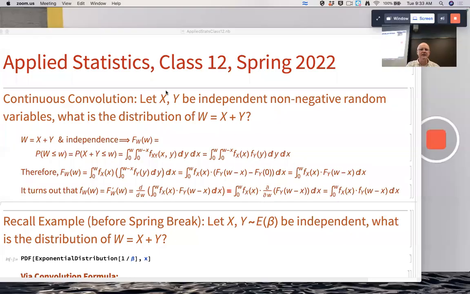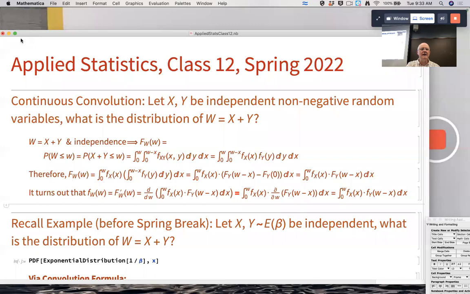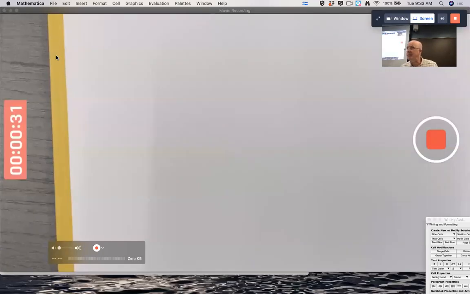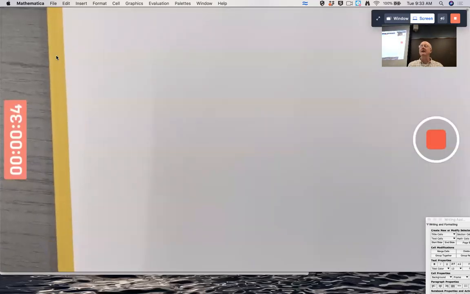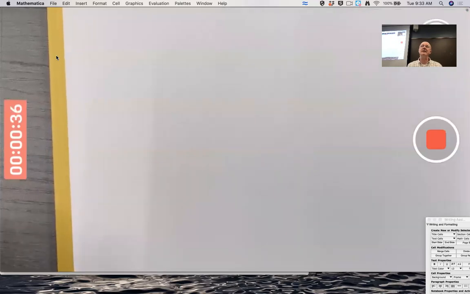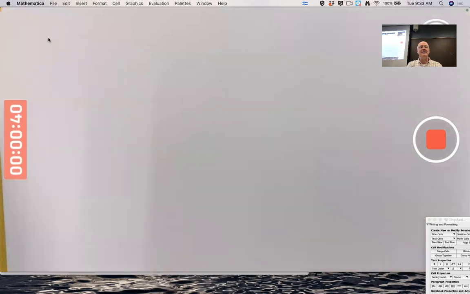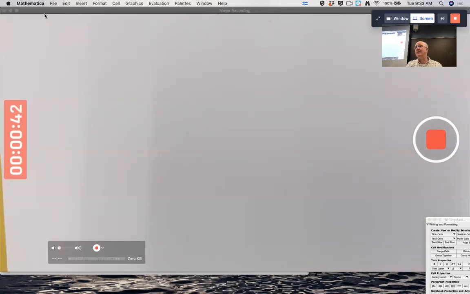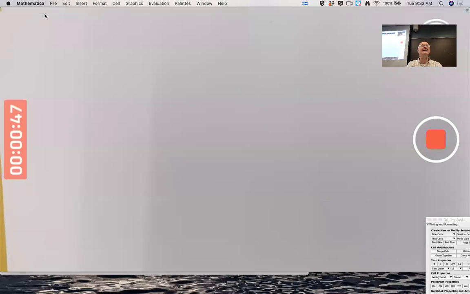All right, today what I'd like to do is the same kind of example we looked at before break, but in the context of using something called the continuous convolution formula, which, I mean, the formula itself is difficult to understand, but using it, it's not too hard. And it does simplify the calculation quite a bit. You'll see here, I'll illustrate for you.